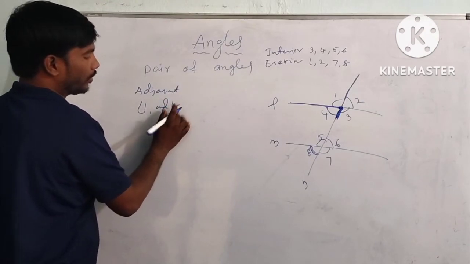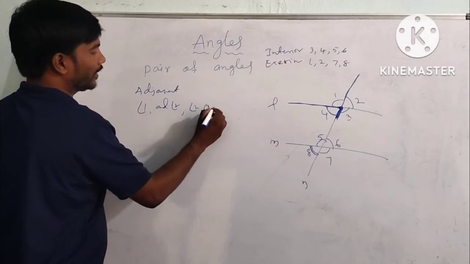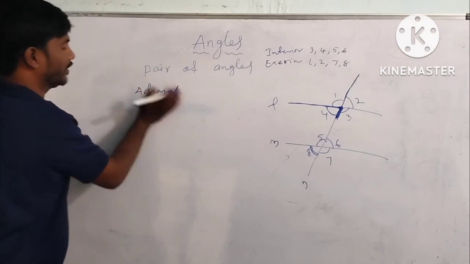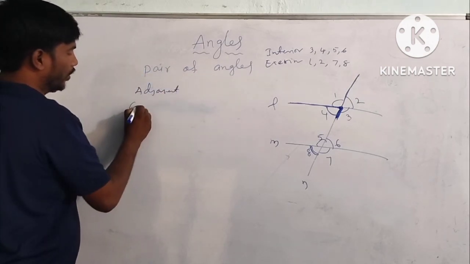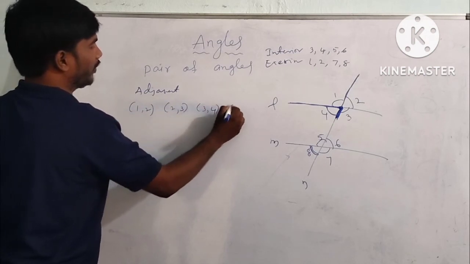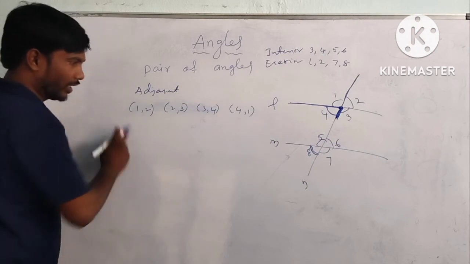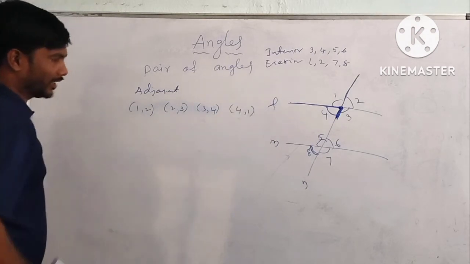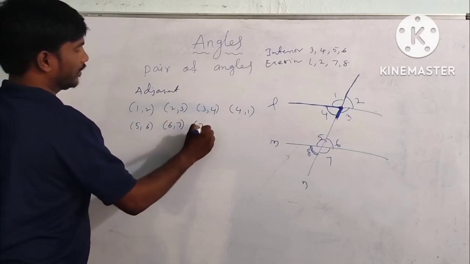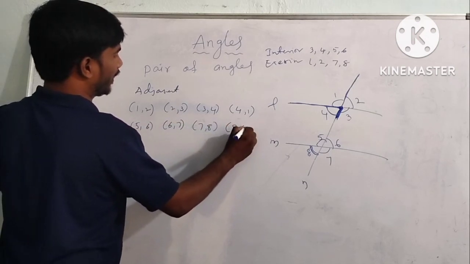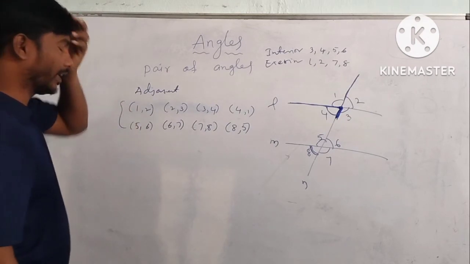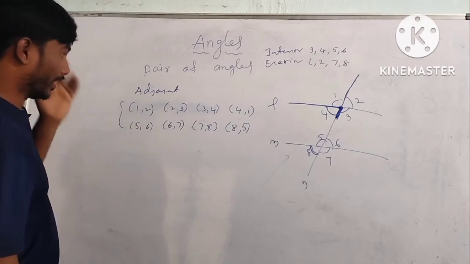1 and 2 adjacent, 2 and 3 adjacent. Simple. I will write them as pairs: 1 and 2, 2 and 3, 3 and 4, 4 and 1. So these 4 are adjacent angles. At the same time 5 and 6, 6 and 7, 7 and 8, 8 and 5. So 4 and 4, 8 adjacent pairs of angles are there.